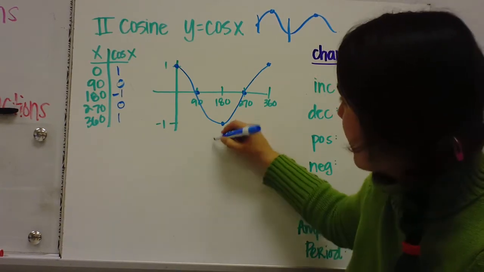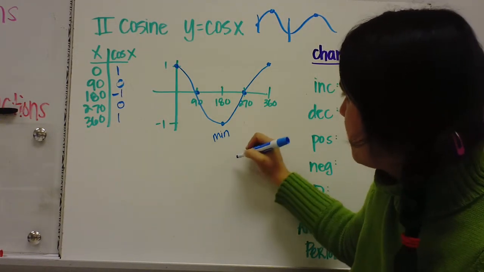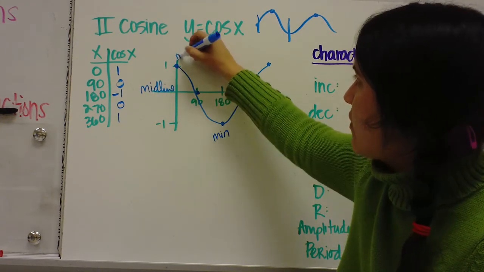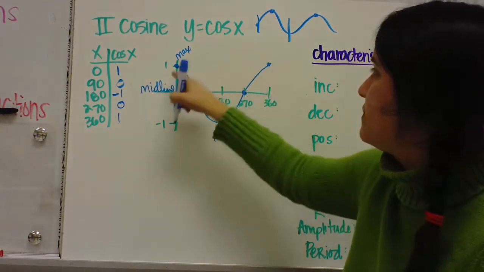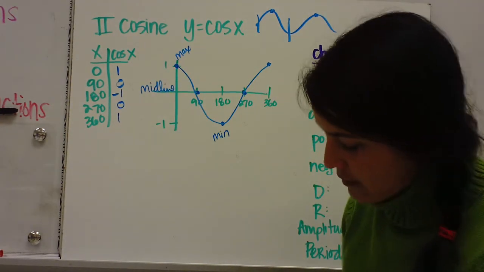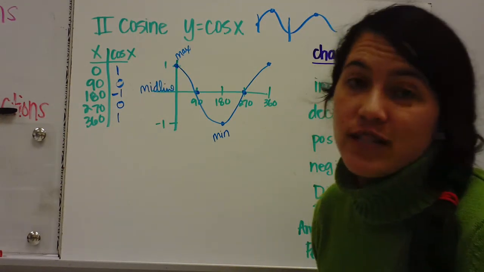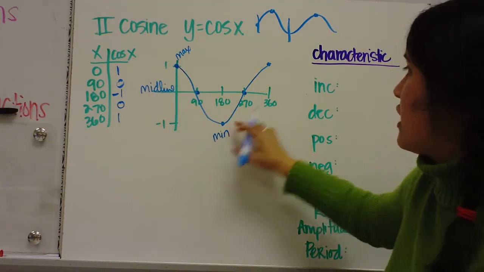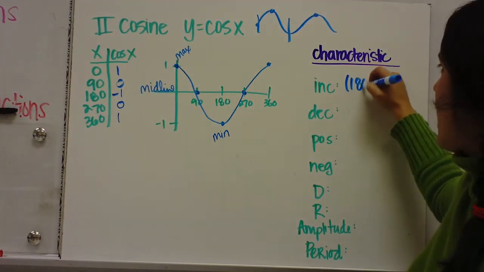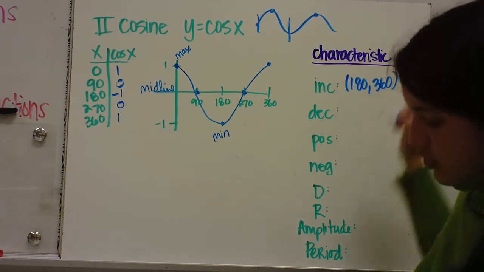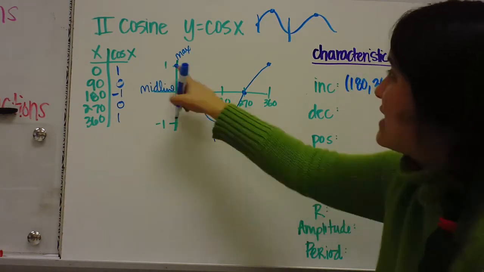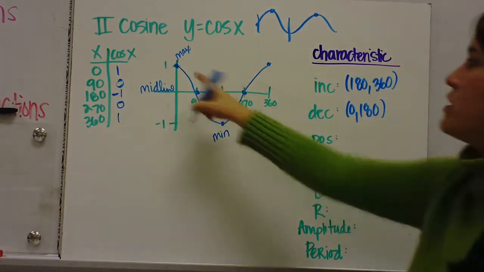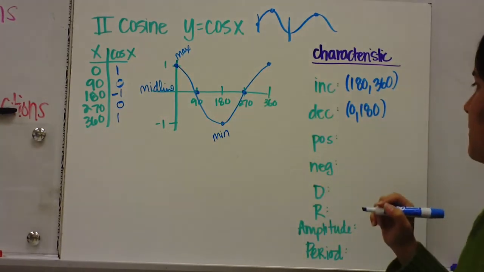So again, we have a minimum value down here. We have a midline, and then we have maximums wherever it goes to the top. So now let's talk about the characteristics of the cosine function. It is decreasing from 0 to 180, and increasing from 180 to 360. So the intervals: it's decreasing and then increasing.